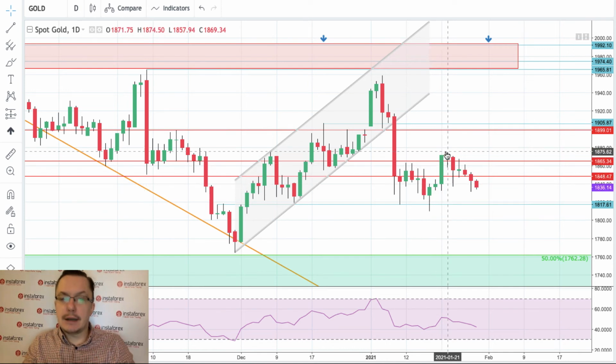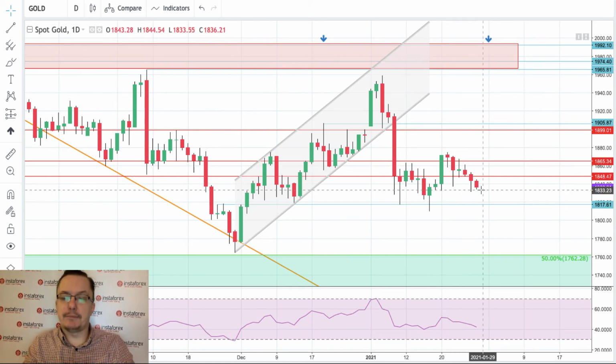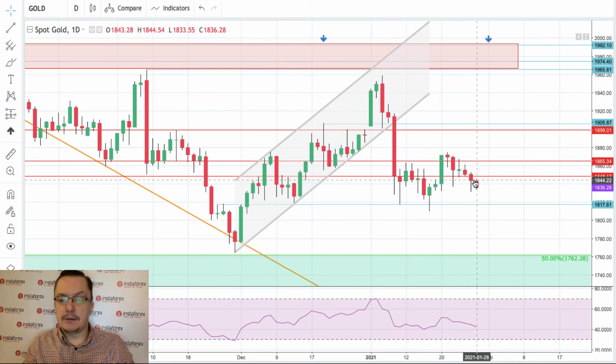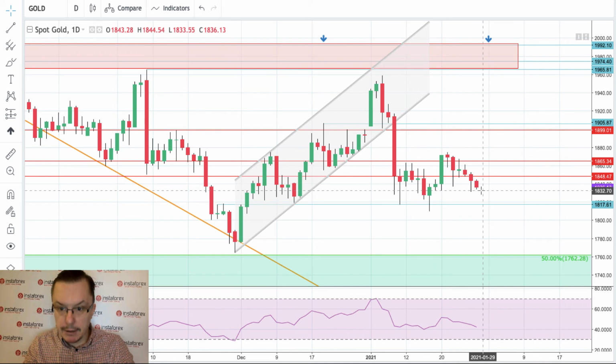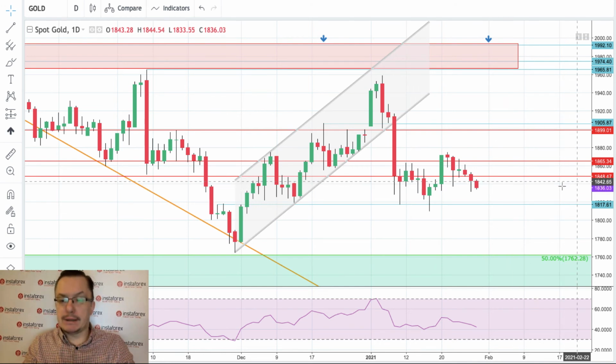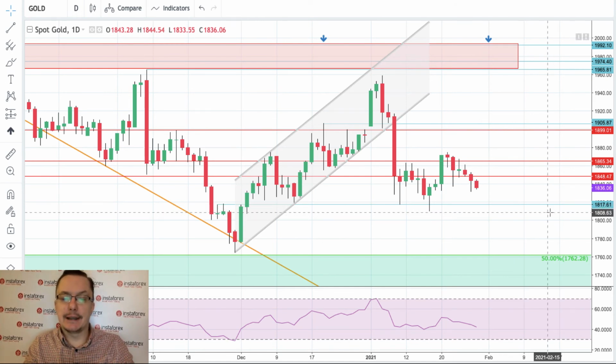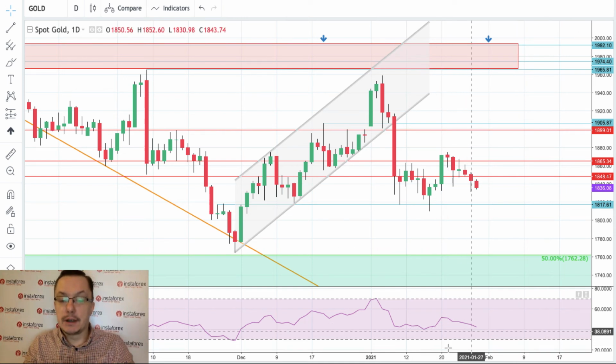We tried to rally, but to no avail, absolutely no avail. The market had been capped, and during the last week, as you can see, we are slowly going lower and lower. Currently, the market is trading below 1,848, getting closer to 1,817 and 1,809 on very weak and negative momentum.